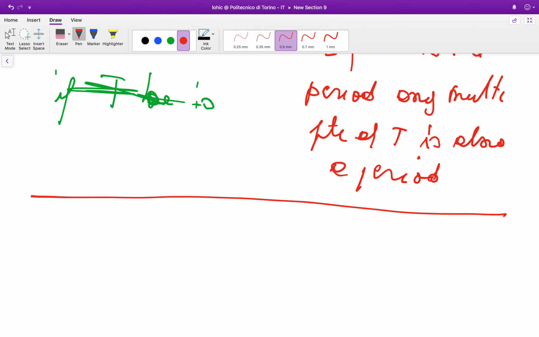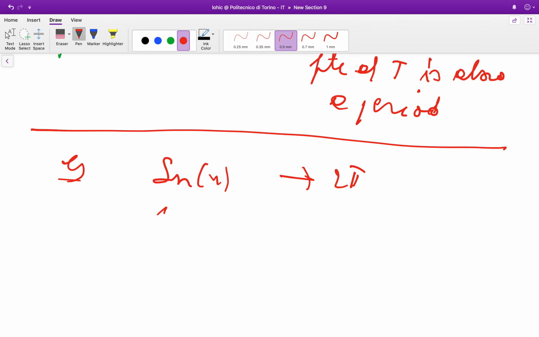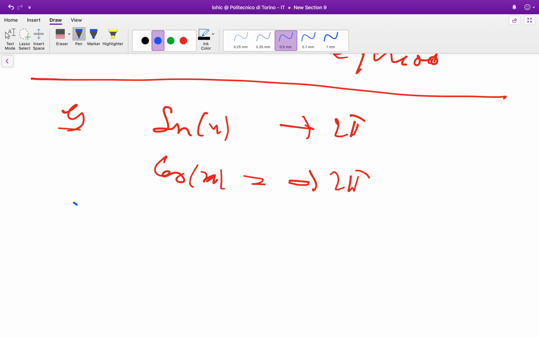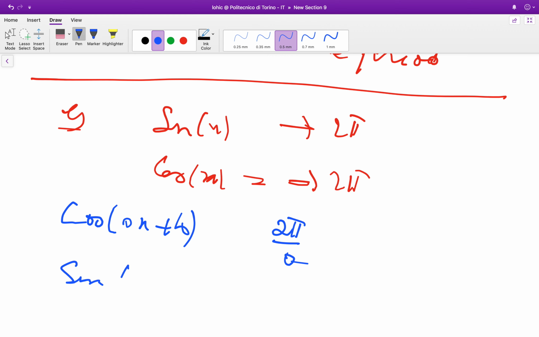Okay. Now I will just say that because it's important to know it. Some examples. When you have sine of x, the period of this function is 2 pi. The cosine of x, the period of this function is 2 pi. But in general, if you have cosine of ax plus b, the period will be 2 pi over a. If you have sine of ax plus b, the period will still be 2 pi over a.